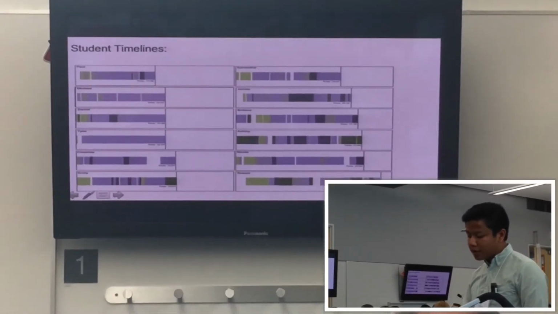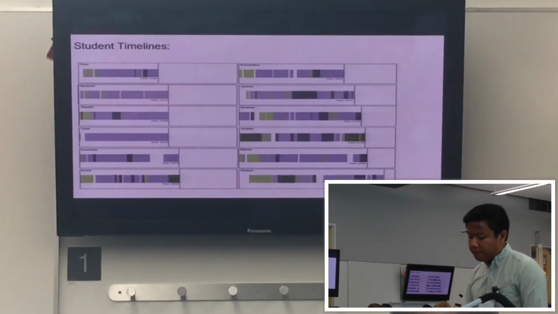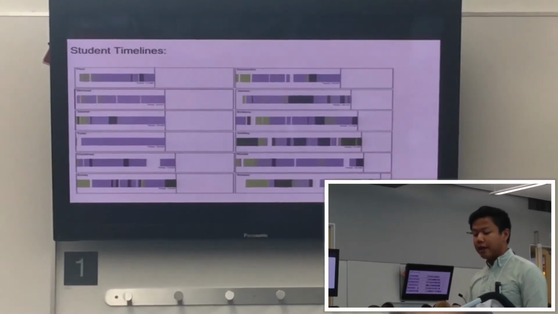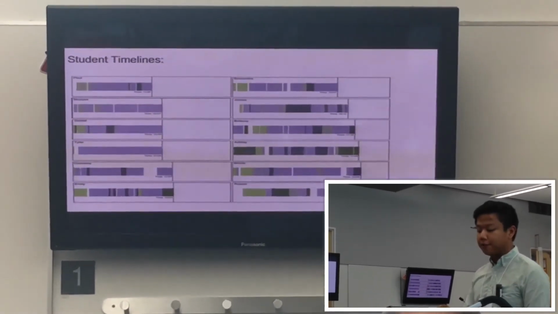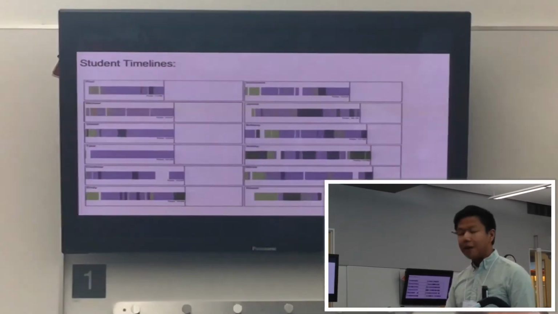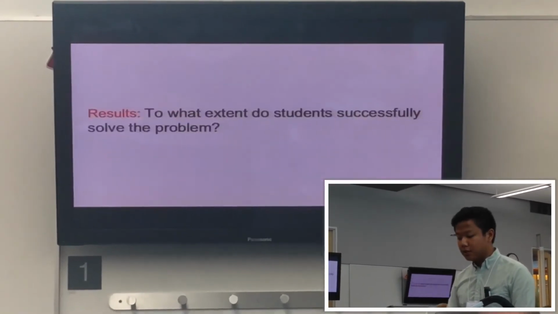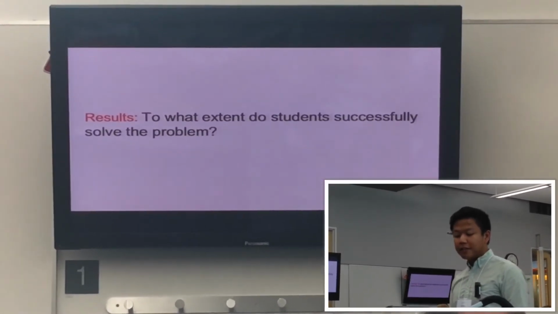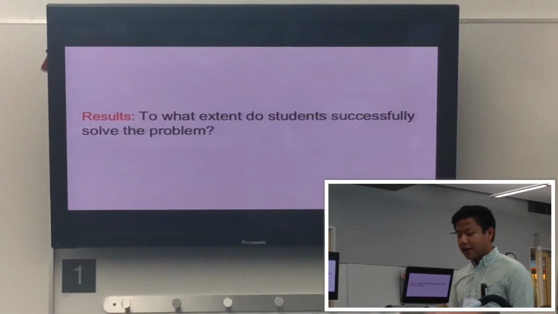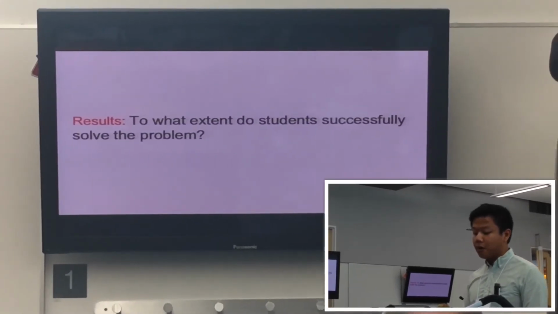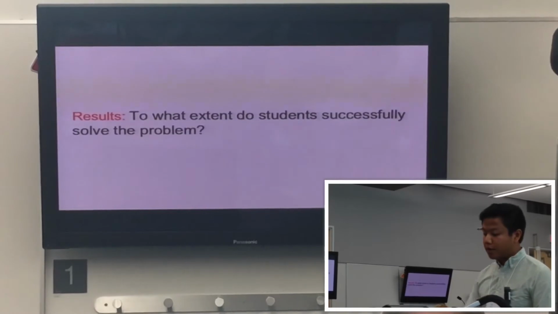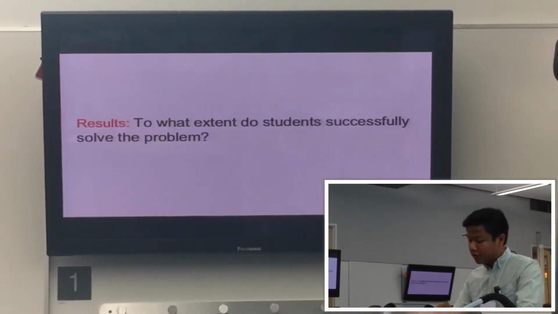So, we wanted to understand the variation among students and which students reached a successful conclusion or answer. And that brings us to our next result, which is in order to investigate to what extent students successfully solved the problem, we applied a scoring rubric to define success among students.